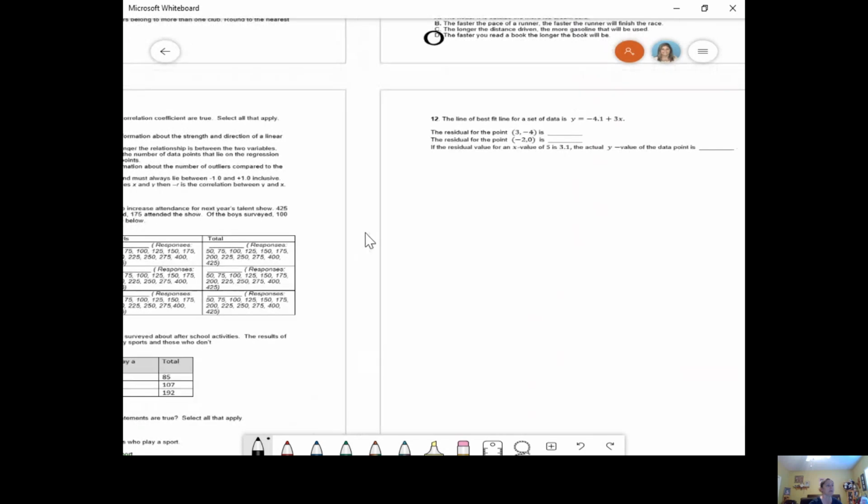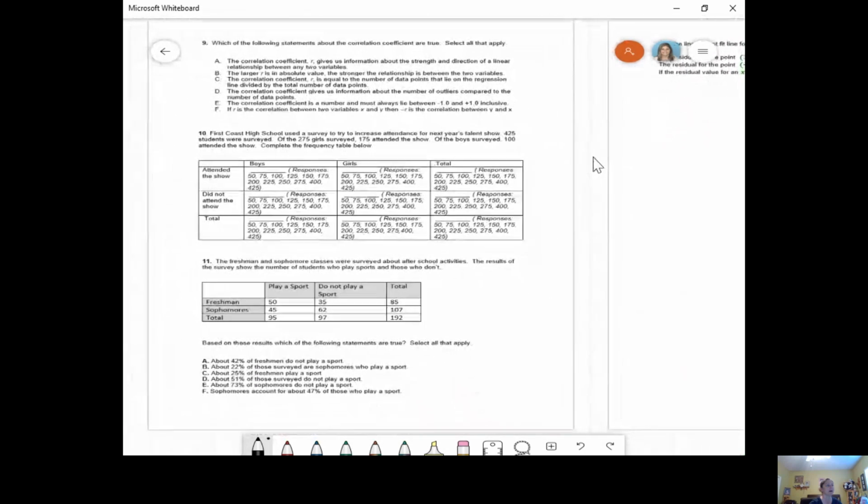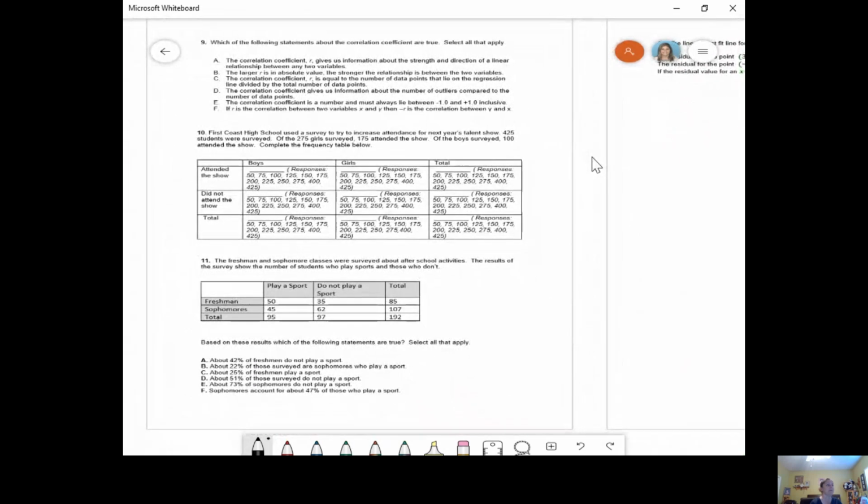All right, moving to number 9. Which of the following statements about correlation coefficient are true? So those would be A, B, and E. All right, so we're going to use this information to fill in the table. So 425 students were surveyed. So 425 would go here.